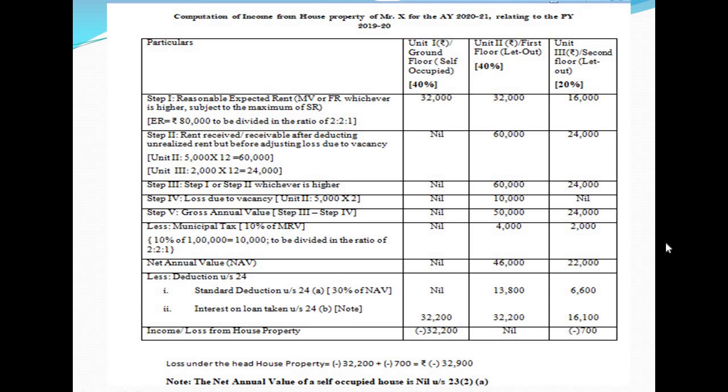So the loss under the head house property will be minus 32,200 for the first unit, and also minus 700 for the third unit. So the total loss under the head house property will be minus 32,900. I'll repeat, you have to note down that the net annual value of a self-occupied house is nil under section 23(2)(a).